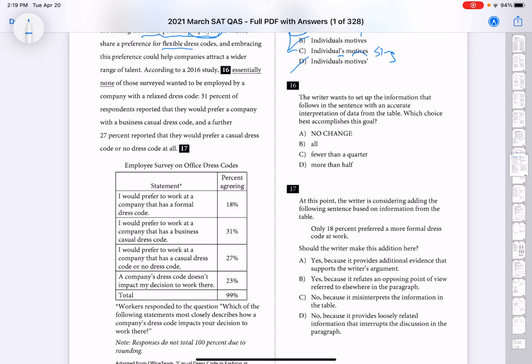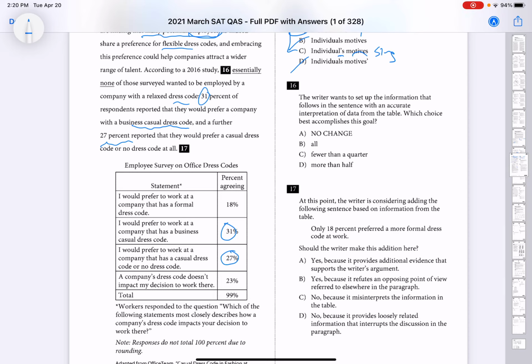All right, so where's the one that has a relaxed dress code? Formal, casual or no dress code. Okay. A company doesn't have impact my decision here. So a survey wanted to employ by a company with a relaxed dress code. 31% responded that they prefer a company with a business casual dress code, and a further 27%. So they talked about this. They talked about this. They prefer a casual dress code or no dress code at all.